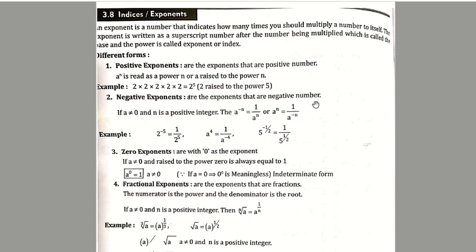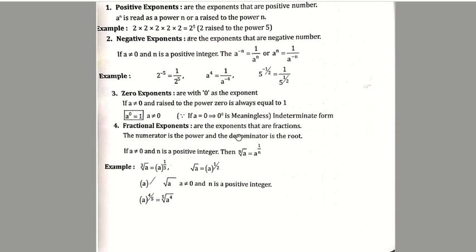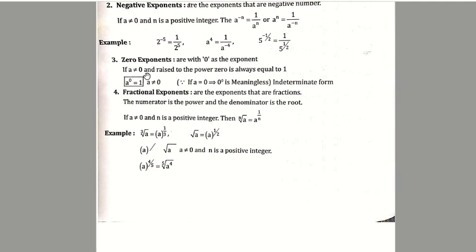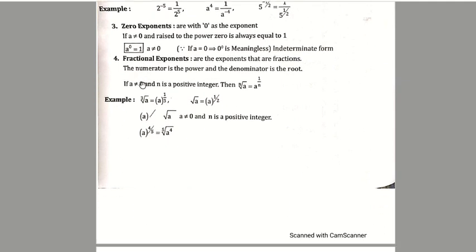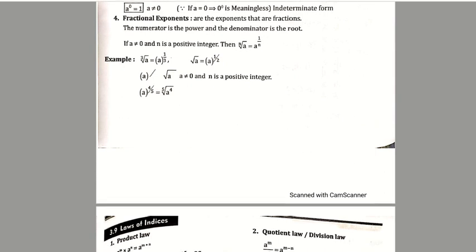Negative exponents are the exponents which are negative numbers. If A is not equal to 0 and n is a positive integer, then A to the power of minus n can be written as a fraction, 1 divided by A to the power of n. The zero exponent is with 0 as the exponent, so A to the power of 0 is always equal to 1. Fractional exponents are the exponents that are fractions. The numerator is the power and the denominator is the root. So the nth root of A can be written as A to the power of 1 by n.